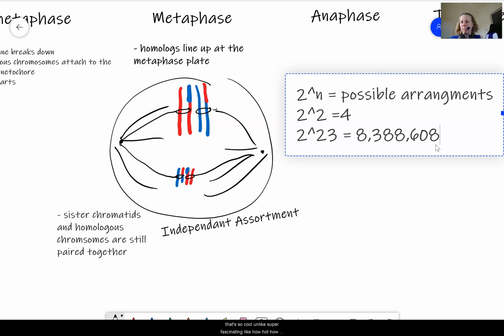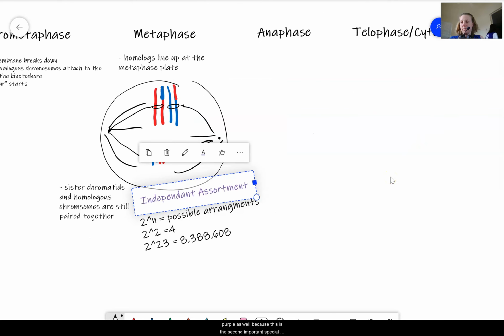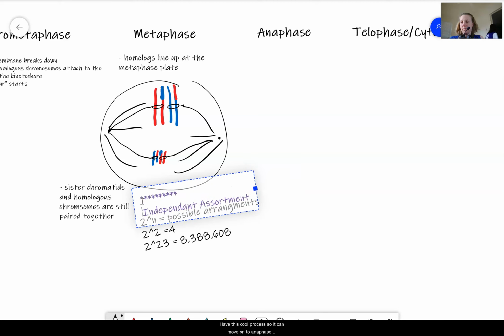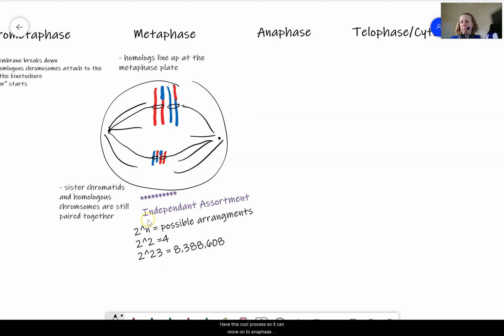I think that's so cool and super fascinating. How amazing is it that we could have so much genetic diversity just based on this feature of independent assortment. I'm going to make independent assortment purple as well because this is a second important special feature that only takes place during meiosis. Mitosis did not have this cool process. So it can move on to anaphase.